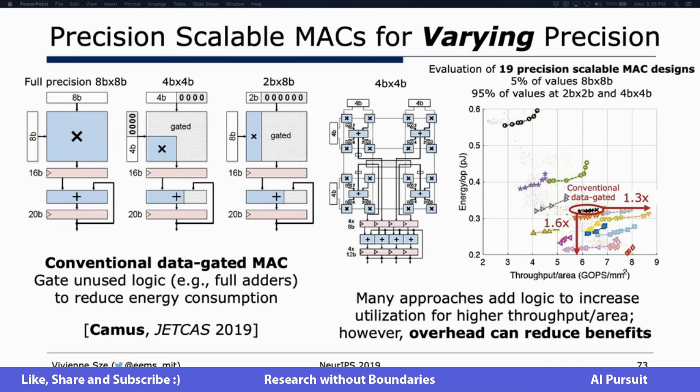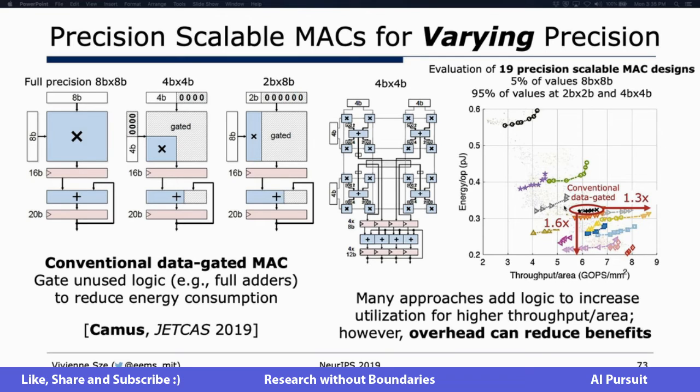The one thing I want to highlight is that if the precision changes from layer to layer or for different data types, you often need to have hardware to support that, right? So a very typical thing to do from a hardware perspective is to basically gate or turn off the parts of the multiplier that are not going to be used if you go from, let's say, 8-bit down to 4-bit or 2-bit. Right, and this is going to really reduce the energy consumption. But the problem is if you're going to gate all these things off, it seems like a lot of wasted hardware. You already put the transistors down. Can we use those to actually increase the throughput instead?